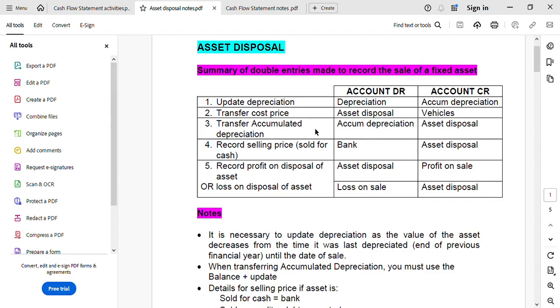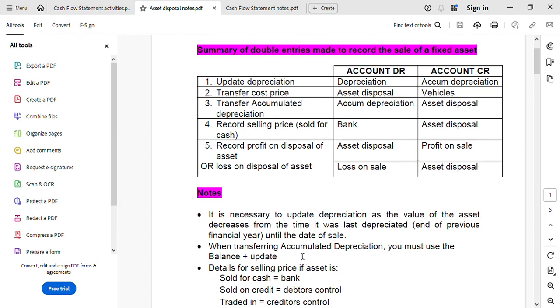When you do this transfer here, you must remember to take the balance at the beginning of the year on the asset you're selling, plus what you did in step 1, the amount for the update. To decrease a negative asset here, you're going to debit accumulated depreciation, and asset disposal is the contra account.